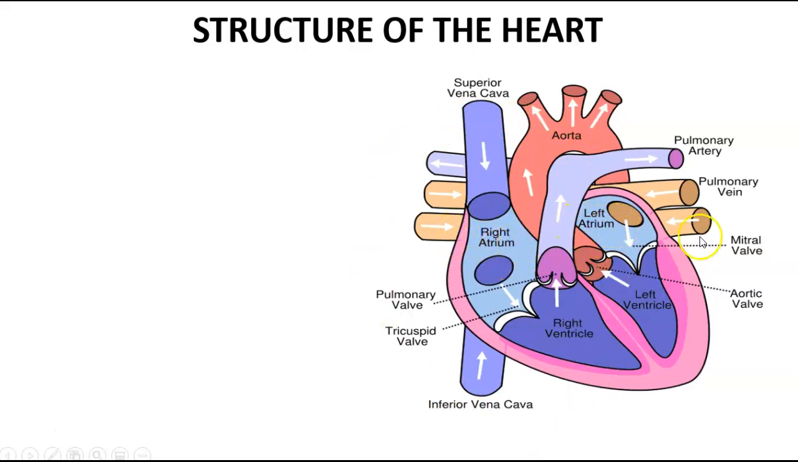Right atrium. The top two chambers are called the atrium. When they're put together, they're called the atria. Okay, so then we go down into here.